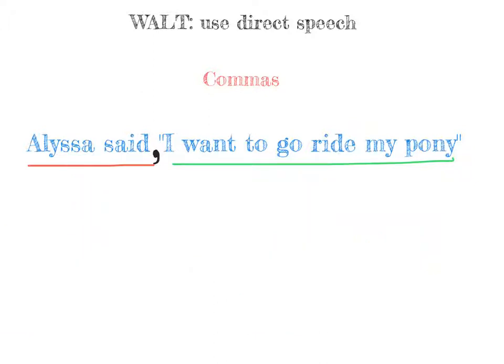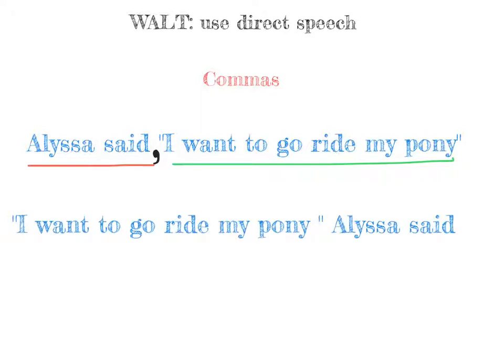So you might have a sentence that has the chunks around the other way, and that might look like this. "I want to go ride my pony," Alyssa said. So we still have the same chunks of information. We've got what the person is saying and we've got who's saying it. So we still put our comma in the same place. We want to separate the chunks of information. So we just put our comma here instead, before the speech marks. So remember, you put a comma to separate who is talking from what they're saying.